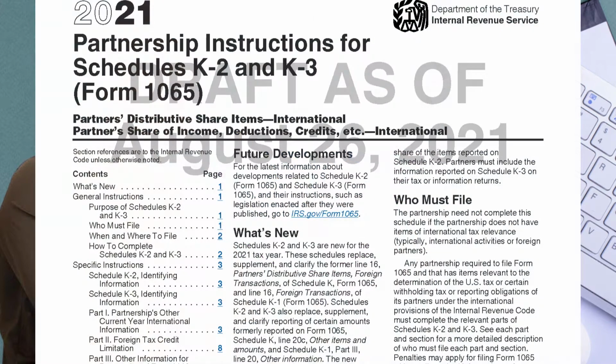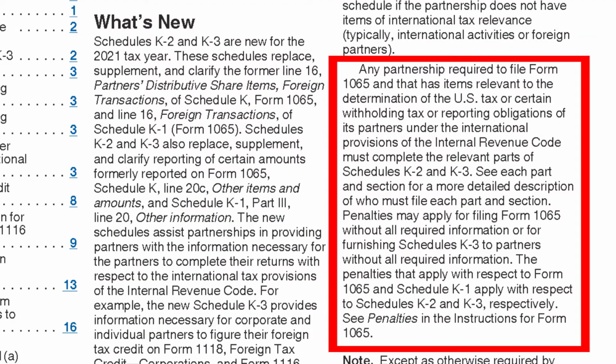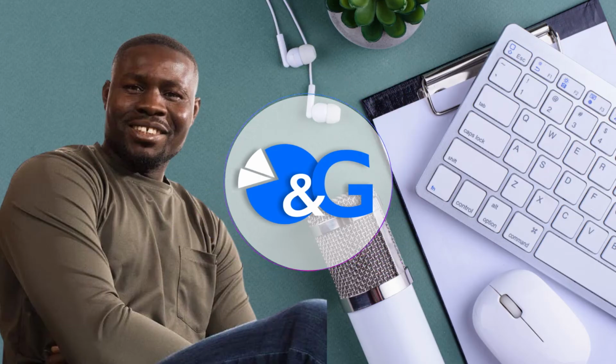So when you look at the Schedule K2, it says that any partnership required to file 1065 that has items relevant to the determination of US tax or certain withholding tax or reporting obligation to its partners under the international provisions of the Internal Revenue Code must complete Schedule K2 and K3. So you could see that it has so many catchphrases here.